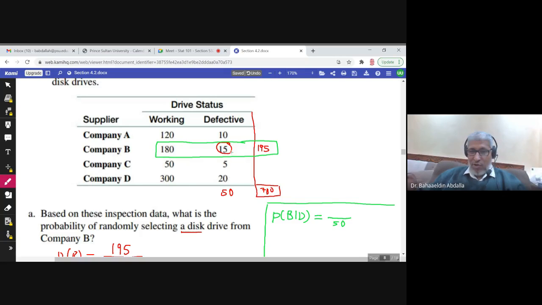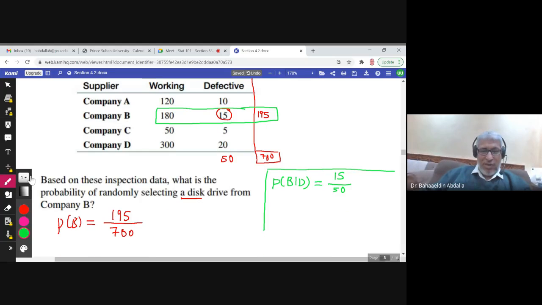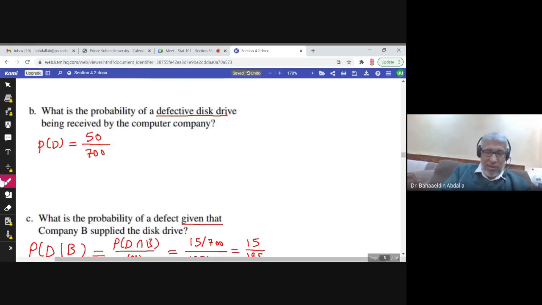Now, where is company B? I have 15 that came from company B, so 15 over 50. So the probability of B given D would be 15 over 50, while the probability of D given B would be 15 over 195. So I hope that it is clear.